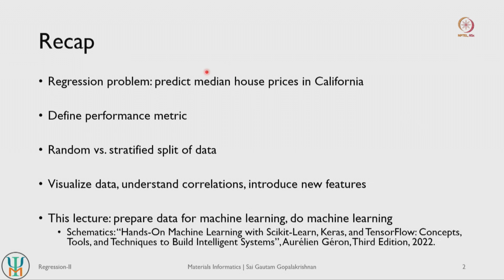So just to give a brief recap of what we did in the last lecture, we defined our regression problem of interest. So we wanted to predict median house prices in the state of California, based on 1990 data. We defined some performance metrics, mainly root mean squared error and mean absolute error. We also looked at the differences that we get when we randomly split data into train and test set versus stratification of our data according to income categories when we split into train and test sets.